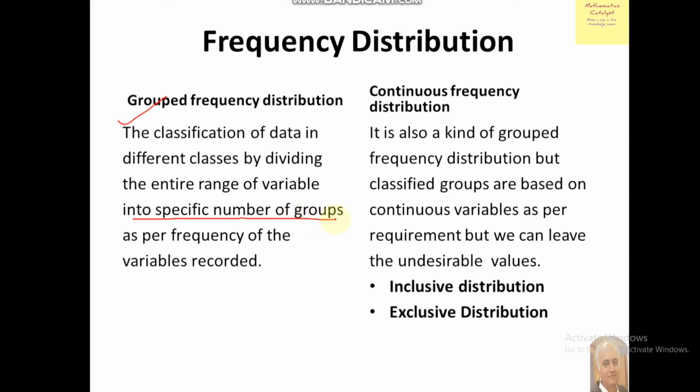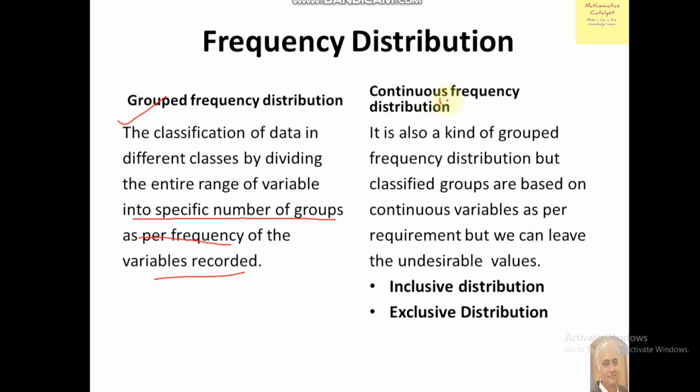मतलब आप क्या करेंगे, you have to make the groups like those students who are scoring the marks between 10 to 20, those students who are scoring the marks from 20 to 30, है ना. इस तरीके से अगर आप डाटा को बनाएंगे तो उस डाटा को हम बोलते हैं ग्रुप फ्रीक्वेंसी डिस्ट्रीब्यूशन एज पर फ्रीक्वेंसी ऑफ द वेरिएबल्स रिकॉर्डेड, right?